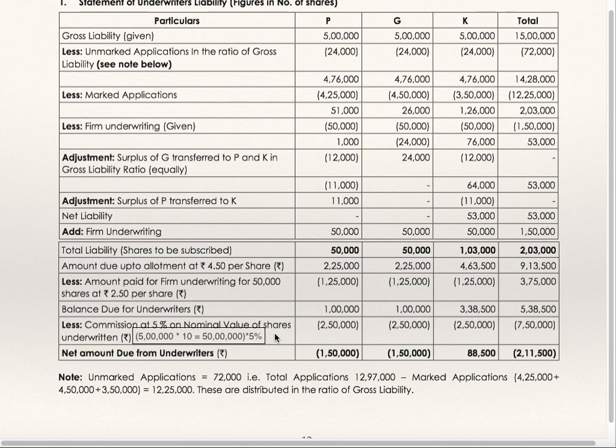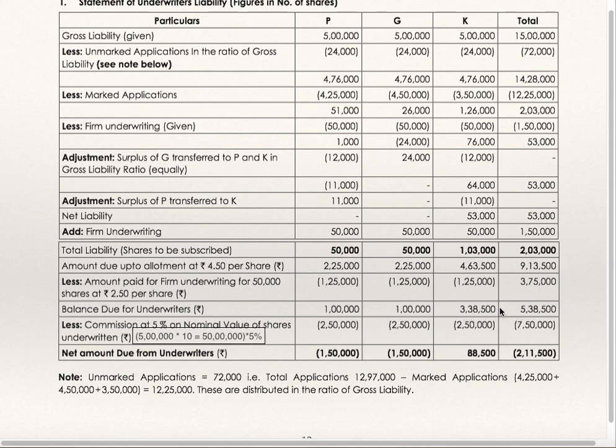Now what is the commission due? Commission is always to be paid on the gross liability. Gross liability is 5 lakh shares for each and every underwriter. Face value is 10, 5 lakhs into 10, 50 lakhs, 5% of that. Each and every underwriter is entitled to get 2,50,000 commission. 1 lakh is due from underwriter, 2,50,000 is due to underwriter. So net amount due to underwriter is 1,50,000.